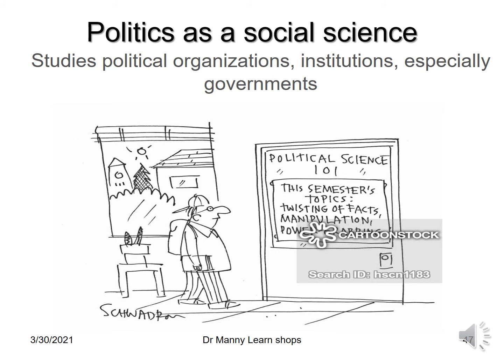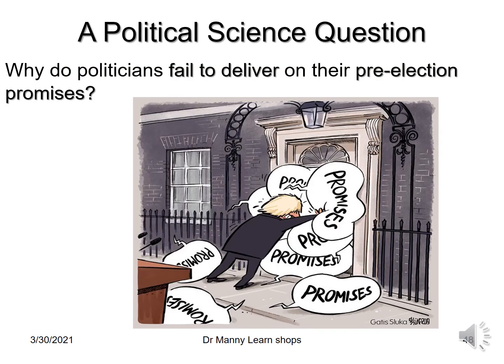Then we have politics. And politics, as a social science, studies organisations, institutions, especially governments. Is this to do with power? Here's a political science question. Why did politicians fail to deliver on their pre-election promises?